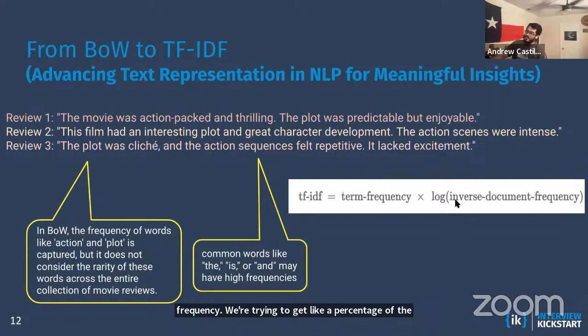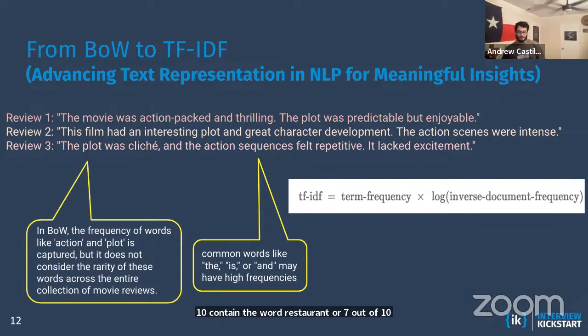But then you also have this idea of inverse document frequency. So what is that? If I have 10 reviews and three of them contain the word noisy, that means three out of 10 documents contain that word. That's called the document frequency. So three out of 10 contain the word noisy, or three out of 10 contain the word restaurant, or seven out of 10 had the word plot, something like that.